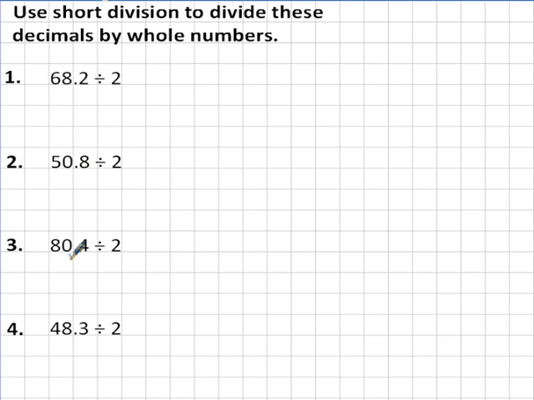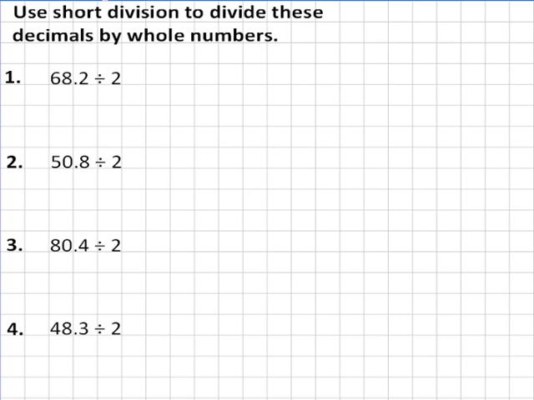Here, the difference between example 2 and example 3 is that there's going to be nothing to carry from the 8 across to the 0. And so how do we handle it when there's a 0 in the middle of the number? And in the last example, we're going to find out what to do if there's a remainder at the end.